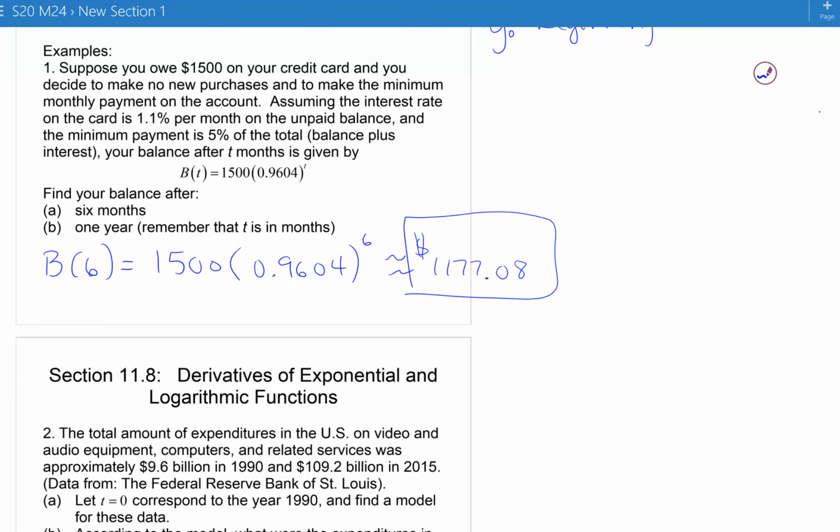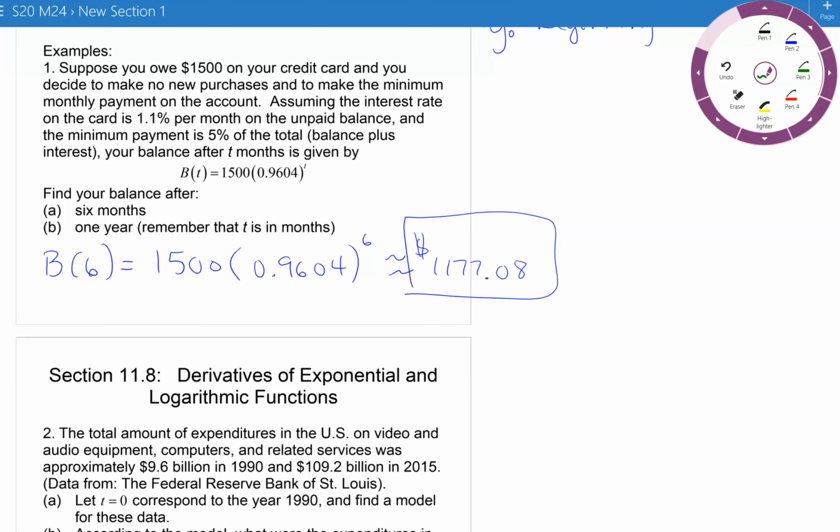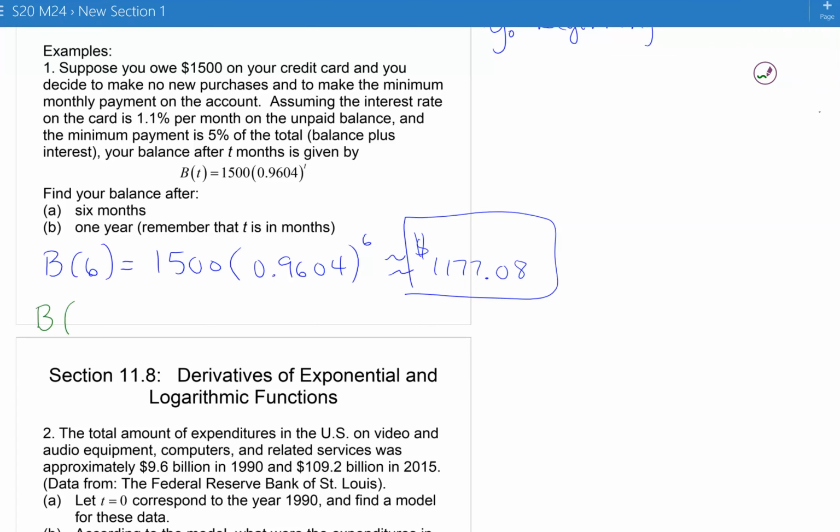So let's see how that changes if you do that for a year. And notice that you don't put 1 in for years, you have to put t in months. So you have to put 12, and you're going to have 1,500 times 0.9604 to the power of 12. And I'm getting 923.67. So it's going to take a while to get that credit card debt paid off if you continue just making minimum payments. Okay, so I'm going to stop this video here and resume in a second video so that they don't get too long.